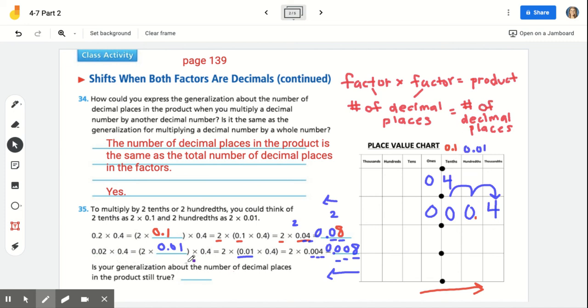Is your generalization about the number of decimal places in the product still true? 2 decimal places, 2 decimal places. 3 decimal places, 3 decimal places. Oh yeah. Yes. Thanks for following along. Let's continue down the page.